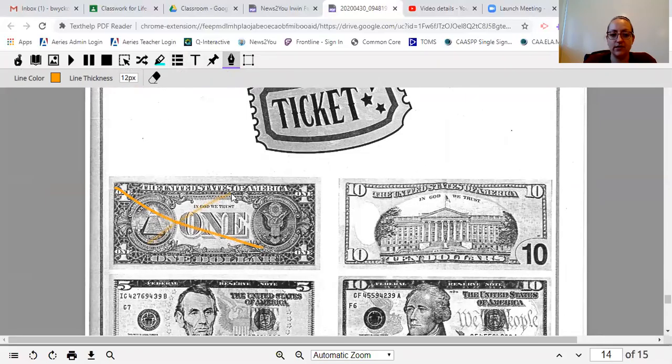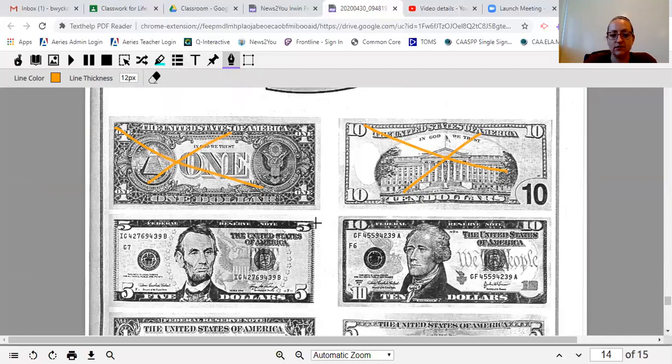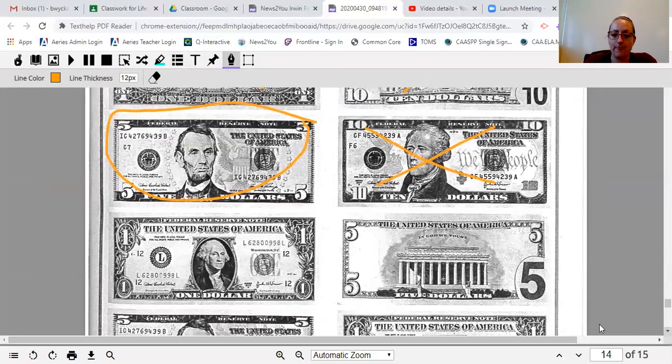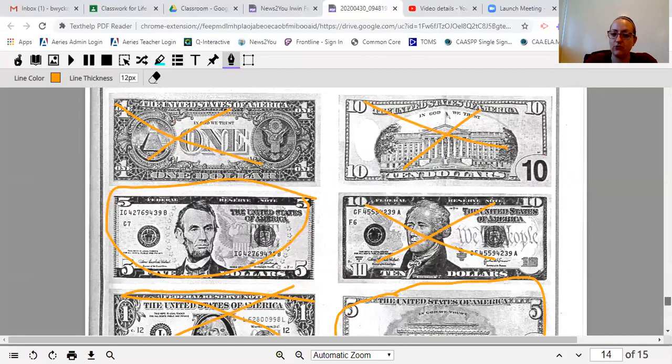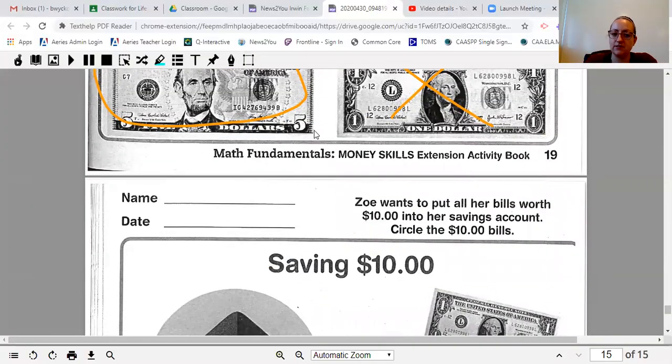So we see that, and we don't need that because it's a 1, and we don't need a 10. That's too much. This one here though is our 5. We can circle that. And we don't need a $10 bill, so we can cross it out. This one says 1, so we're going to do a big fat X. But this is our 5, so we can go ahead and circle that one. And then here we have a 1, which we don't need. We have a 5, which we do. So altogether, we had a total of 3 $5 bills.